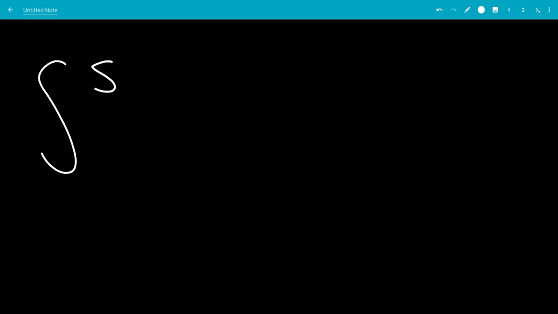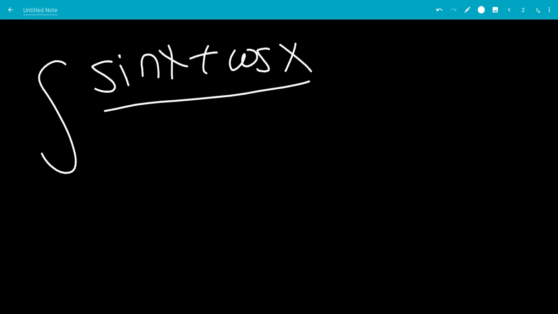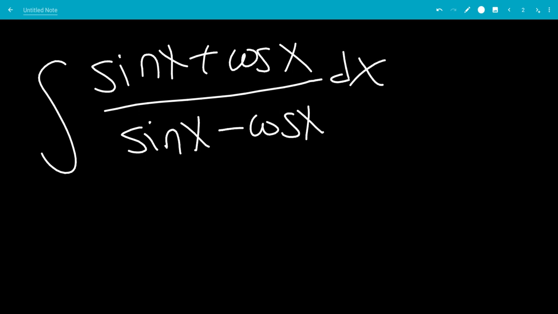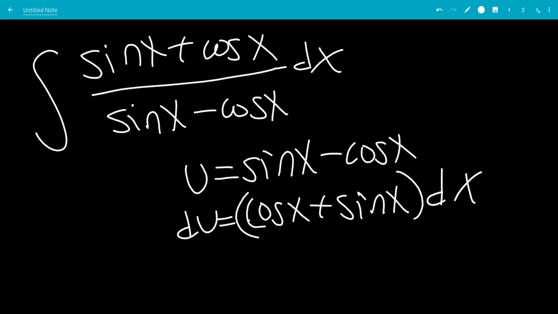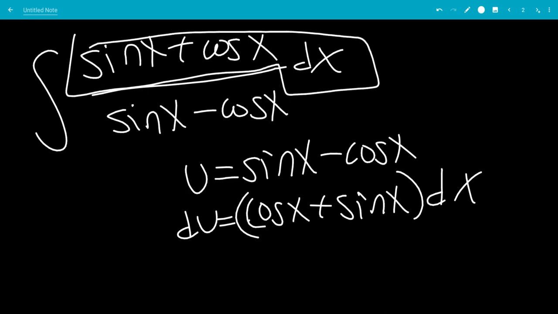The second method: we have the integral of sine x plus cosine x all over sine x minus cosine x. If you notice from the problem, the top and bottom look very similar to each other. That's because if we do a u-sub, u equals sine x minus cosine x, du, the derivative of sine x will be cosine x. So you can see we have cosine x at the top, and the derivative of negative cosine x is just plus sine x. So cosine x plus sine x, dx, and look what we have in the top. That's just du, and the bottom is u.